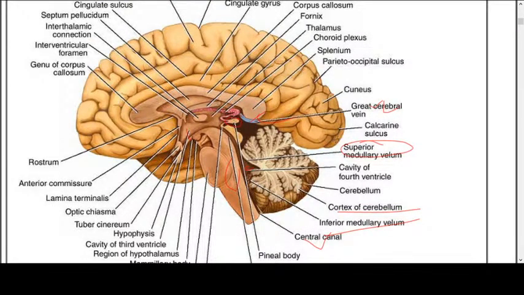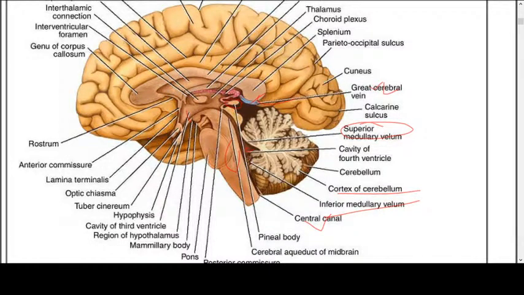It is present right here. This is interthalamic connection, and this is the thalamus. No need to understand. This one is actually showing the median part of the right thalamus. This is hypophysis. This is rostrum. Anterior commissure. This is lamina terminalis, optic chiasma, tuber cinereum.